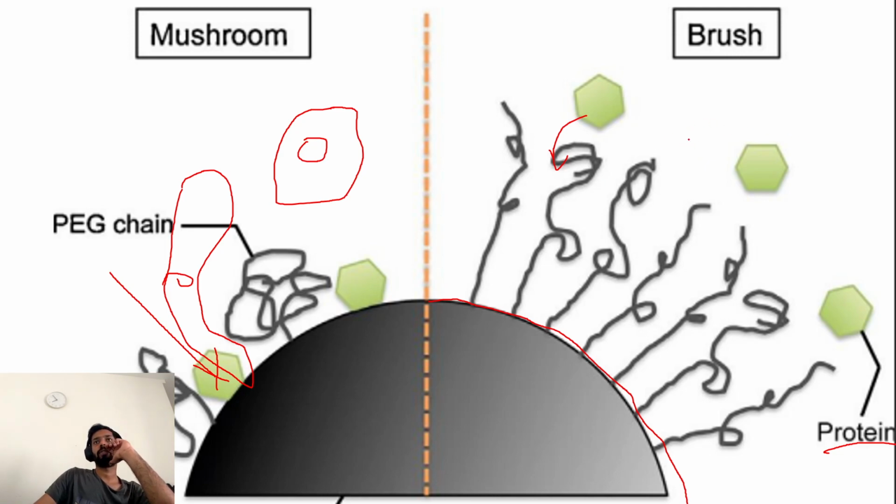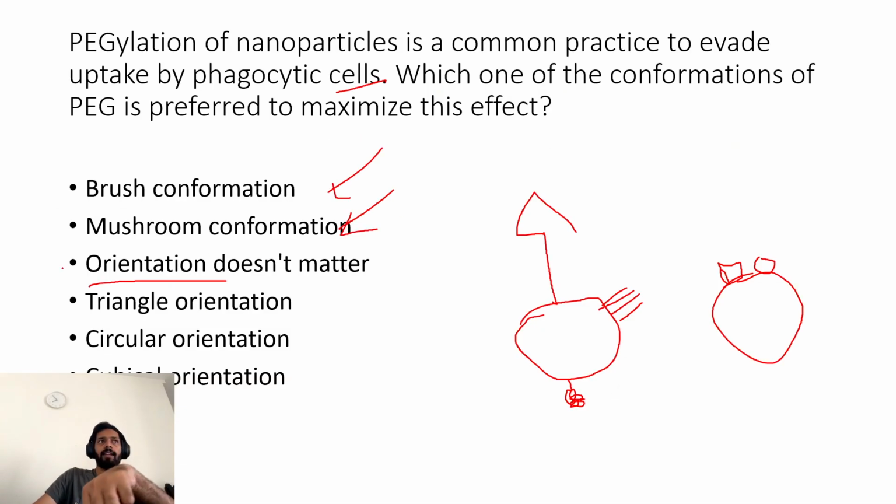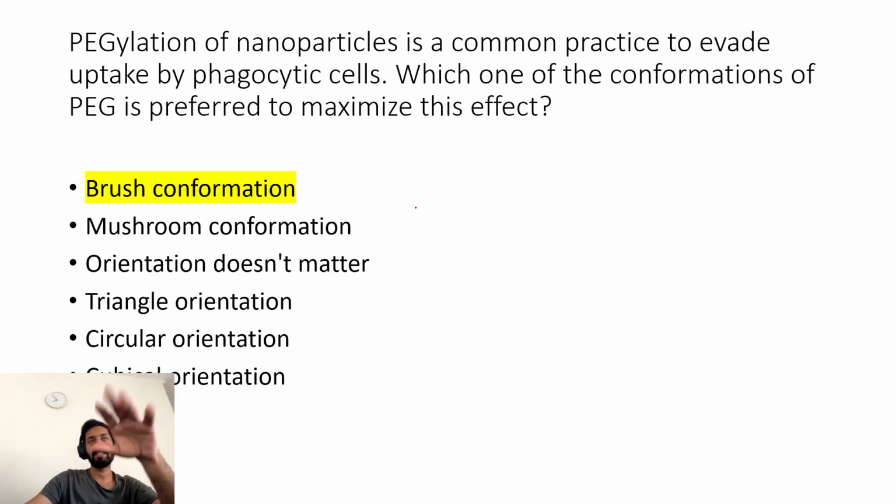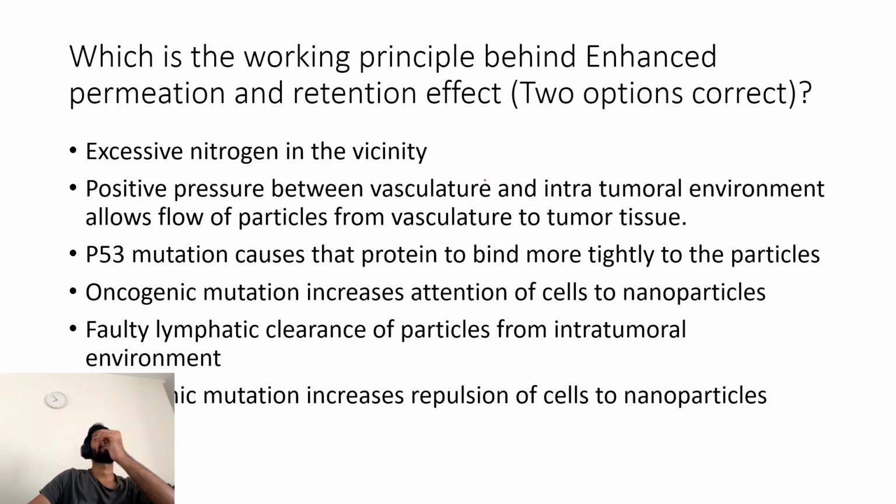Or is it a brush conformation that prevents the most? Brush configuration, sir. Correct. Yeah. So the brush configuration prevents access to the nanoparticle, generally either by proteins or cells or whatever it is, right? So that's the best conformation to sort of prevent this phagocytosis.